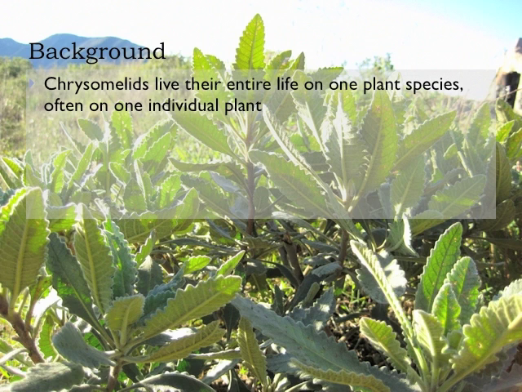So I wanted to give you a little bit of background about these beetles. They're called chrysomelids. They're part of the family Chrysomelidae. And they live their entire life on one plant species, usually on an individual plant. They hatch on that plant from an egg, live their larval phase on that plant, and then go to adulthood and finish out their life there. And you're talking about the same individual plant? Individual beetles will live their whole life on one individual plant.